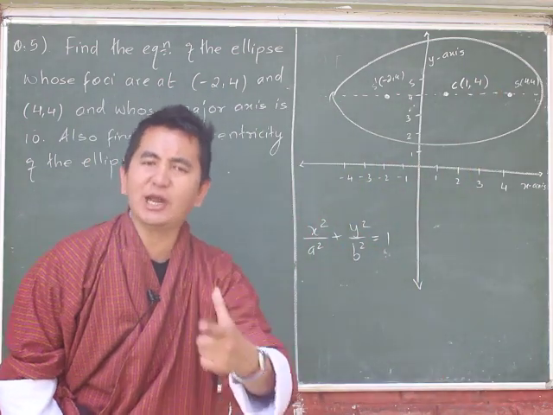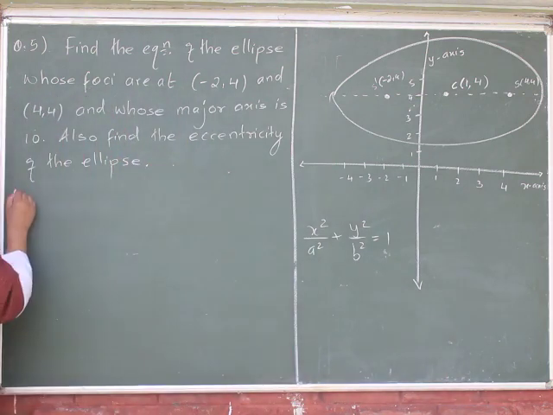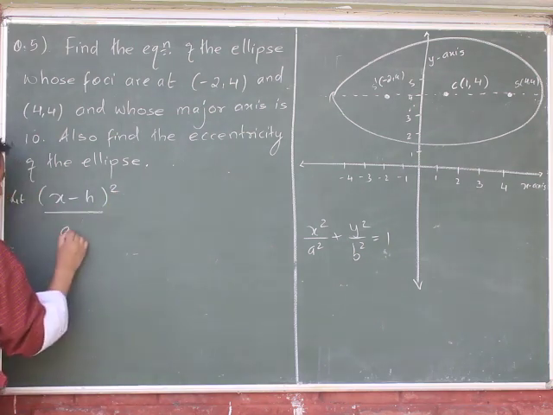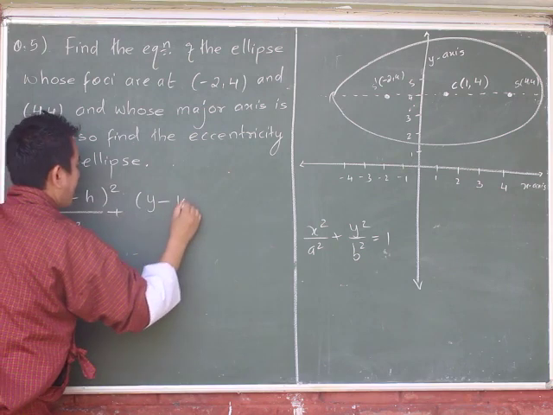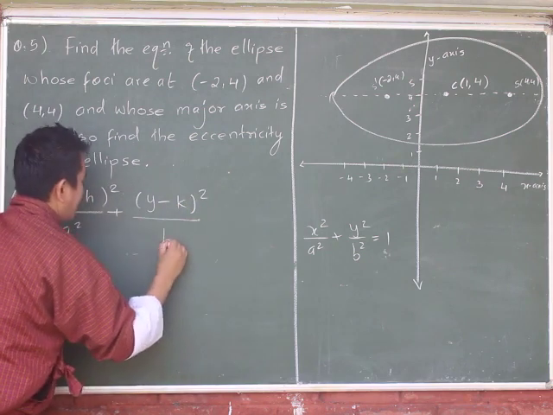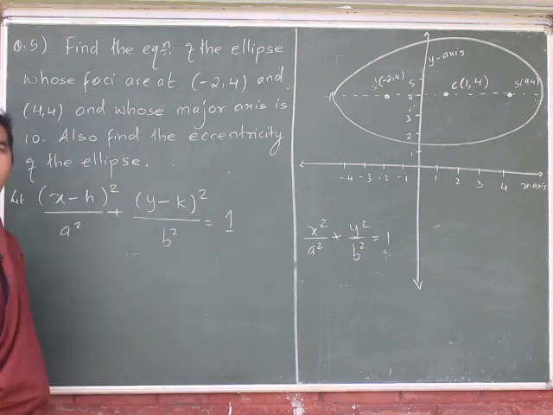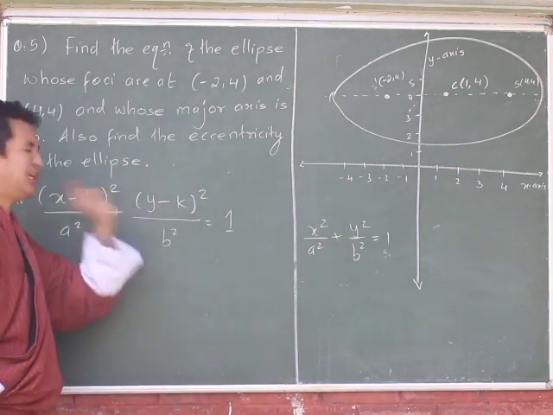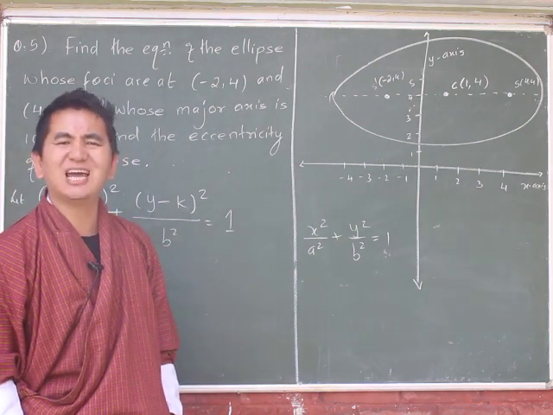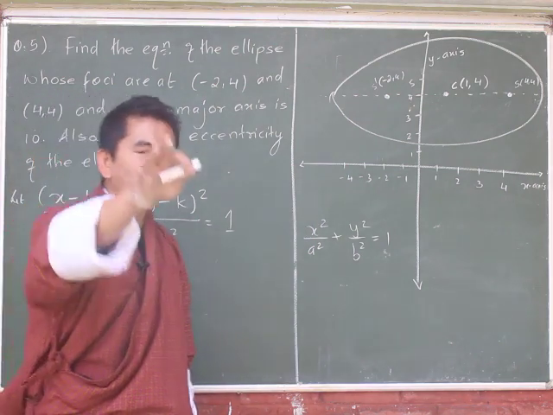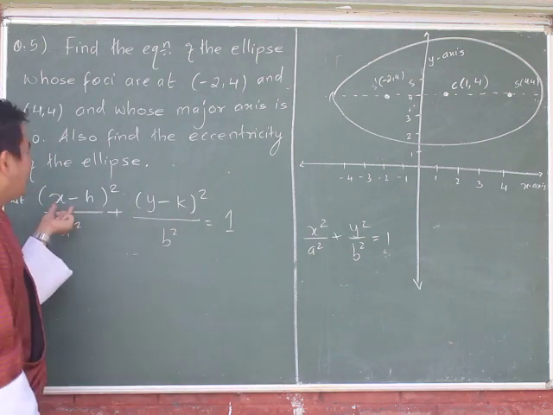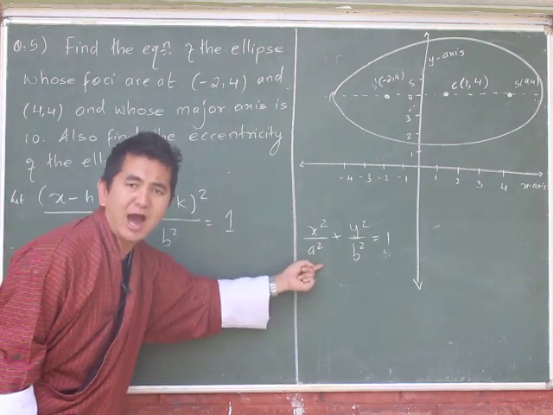When the center is not at the origin, the equation of the ellipse will be x minus h whole square divided by a square plus y minus k whole square divided by b square equals 1. This is the equation of the ellipse when the center is not at the origin, where h and k are called the center of the ellipse. When the center was at the origin, h and k were both equal to 0. Then you will have only x squared, and you get this equation. I hope you are getting this logic.